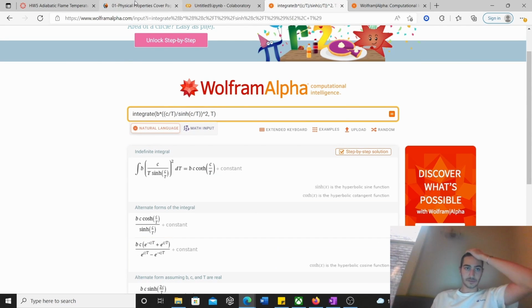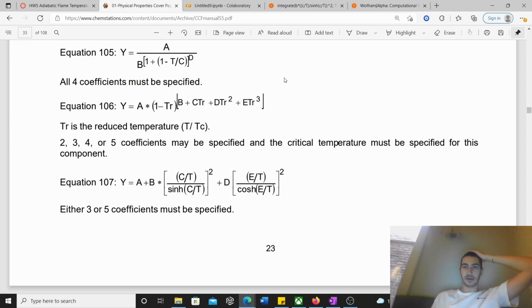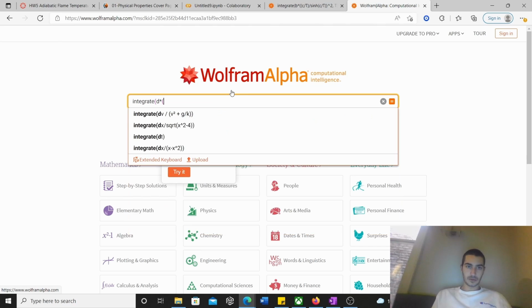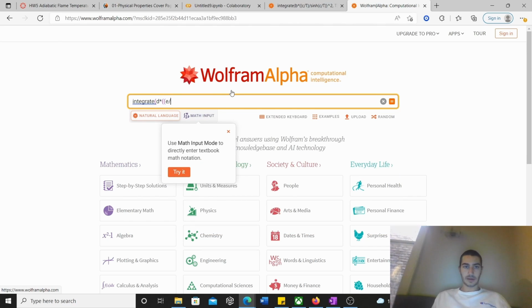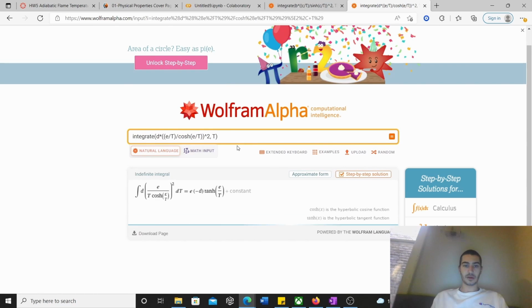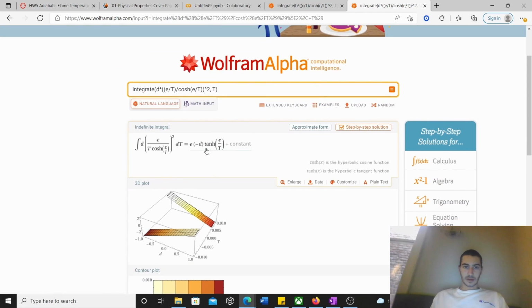Now we go ahead and do this for the second part, which is D multiplied by that whole thing. So again, from Wolfram Alpha, we integrate D multiplied by E divided by T, and then that divided by the hyperbolic cosine of E divided by T. And then we have this whole thing squared, to the power of 2. And then again, we want comma T, as that is the variable we're integrating for. Now here we're given a value negative E times D times the hyperbolic tangent of E divided by temperature.